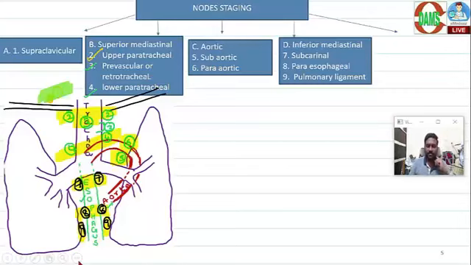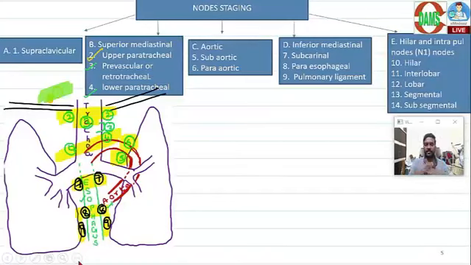Now coming to the most important, intrapulmonary lymph nodes. Up to now we have discussed the lymph nodes above the clavicle and within the mediastinum. We haven't discussed the lymph nodes within the substance of the lung. These are the hilar and intrapulmonary lymph nodes. These are called N1 nodes. Very, very important.